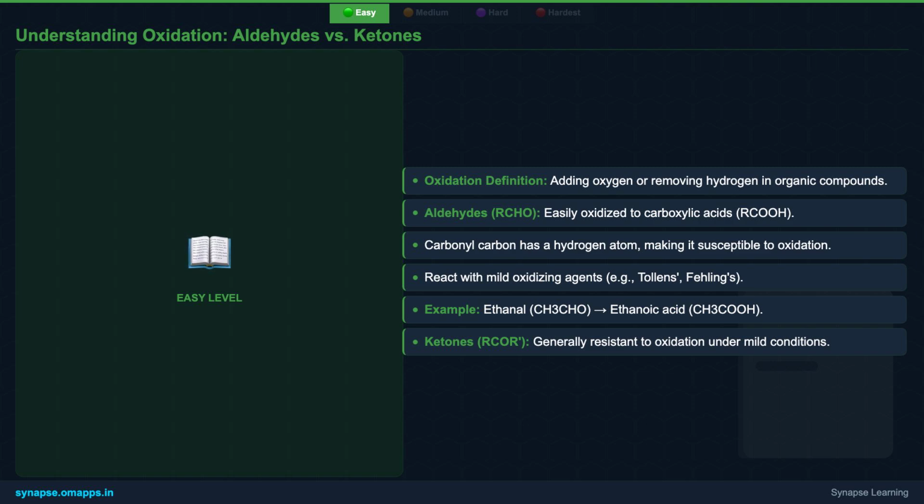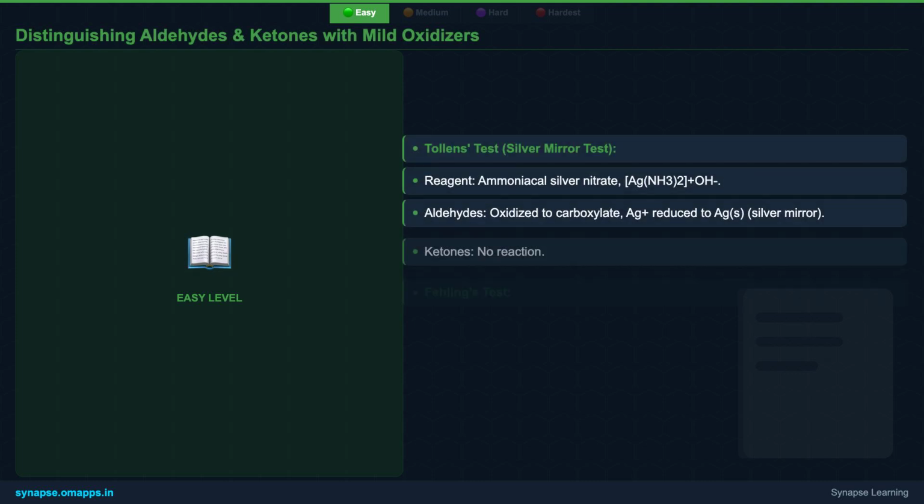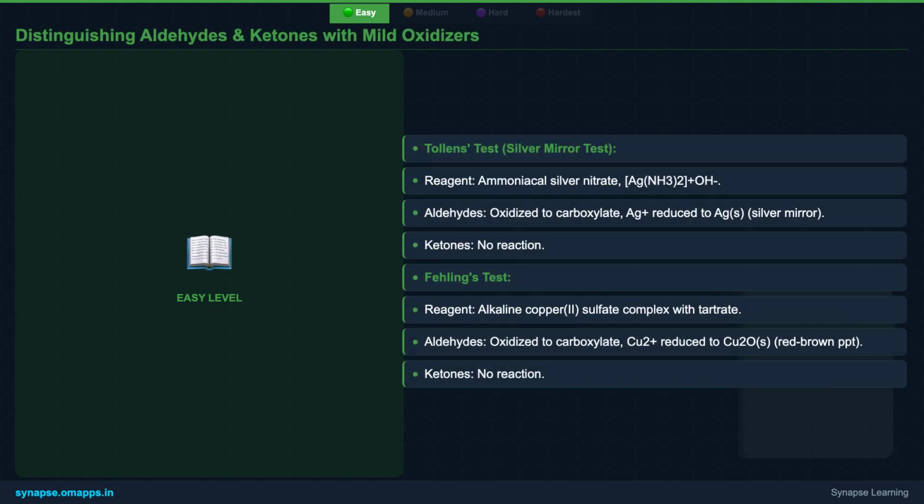Ketones, however, are a different story. Their carbonyl carbon is nestled between two other carbon atoms, lacking that crucial hydrogen. This makes them much more resistant to oxidation under mild conditions. They prefer to stay as they are, unless we use really harsh conditions, which often leads to their carbon skeleton breaking apart. This difference in reactivity is super useful for distinguishing between aldehydes and ketones. Think of it as a chemical fingerprint test.